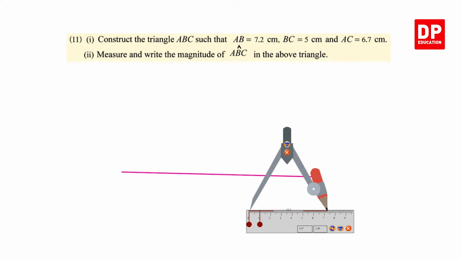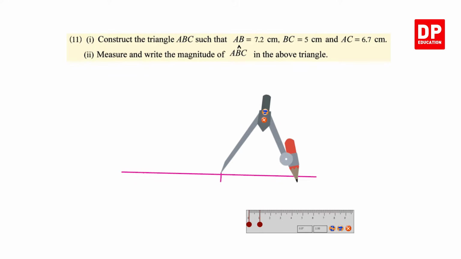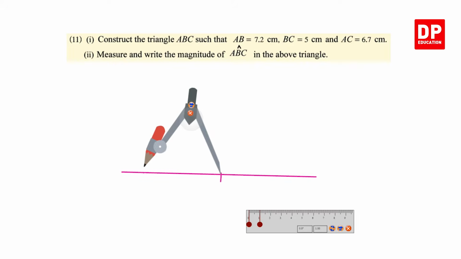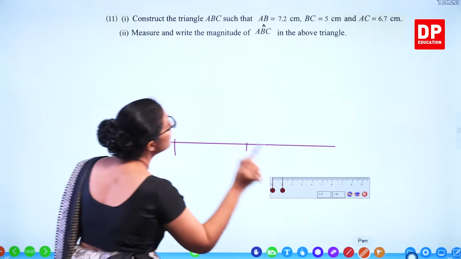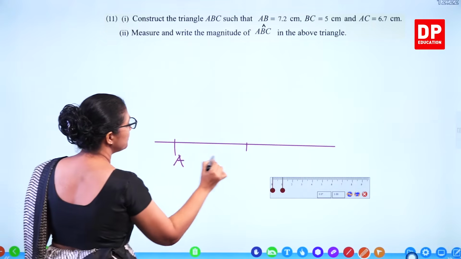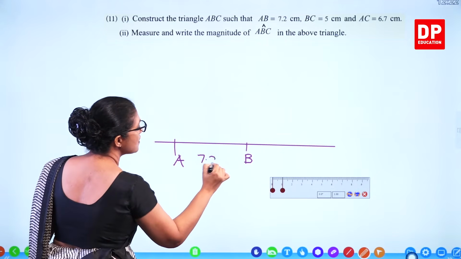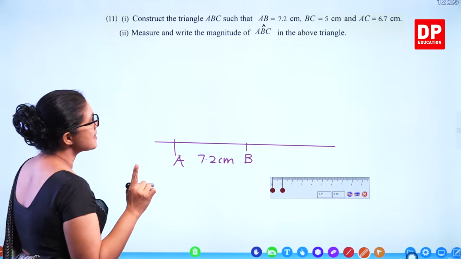So 7.2, and you can mark on the line. So both sides you have to mark. So the 2 points, and we can write the label for which side we took 7.2, that's AB. 7.2 centimeters. Now BC 5 and AC 6.7.